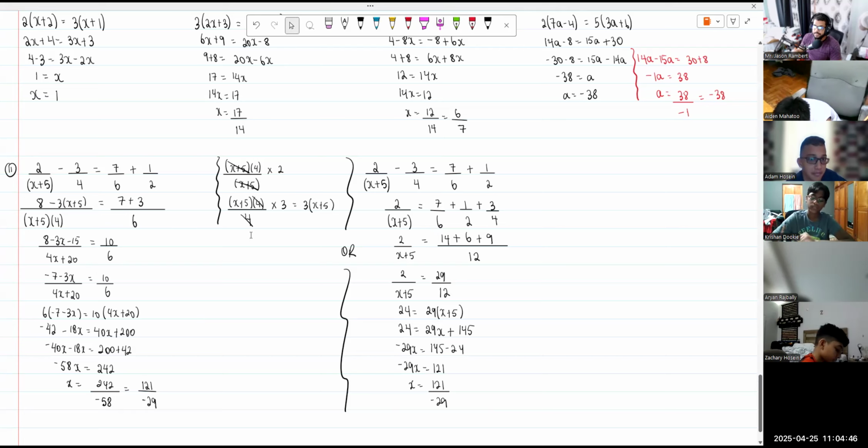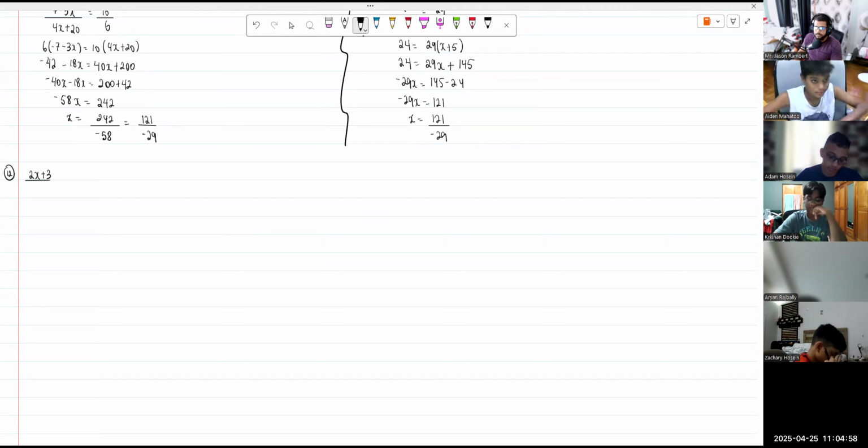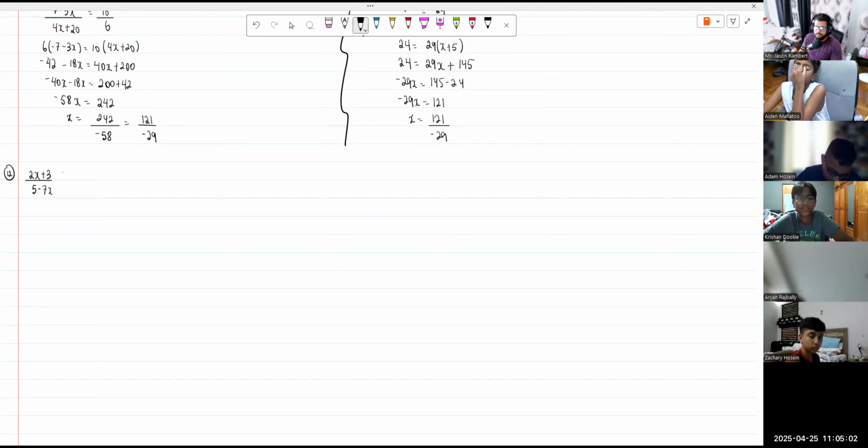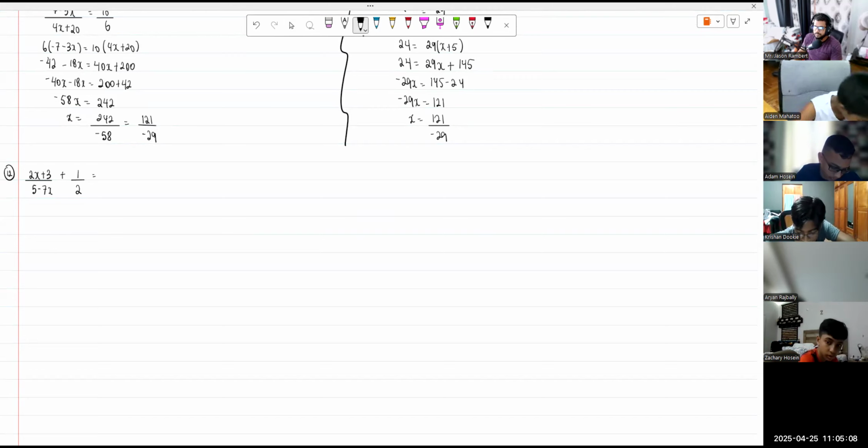Let me give you a little simpler one now, because I want you to get good at this. Before I move on to anything, I want you to get real good at this. 2x plus 3 over 5 take away 7x, plus a half, is equal to 3/4. Give this a try.